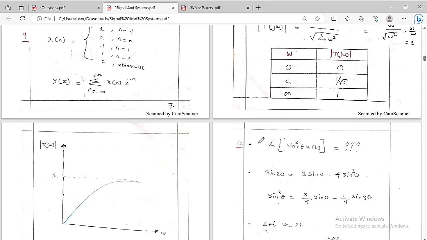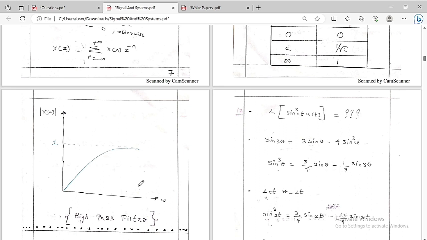If I draw the graph of the magnitude of P(j omega) with respect to omega, we get it like this. As the value of omega increases, the magnitude of the transfer function increases from 0 to 1. When omega is equal to 0, its value is 0. If omega is equal to a, its value is 1 by root 2. And if omega is equal to infinity, its value is 1. This is the graph that we get. It looks like a high pass filter. So this is called the high pass filter.